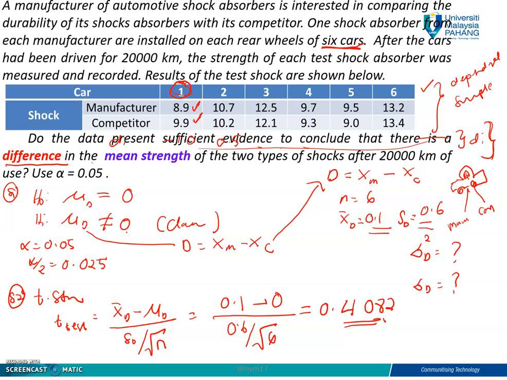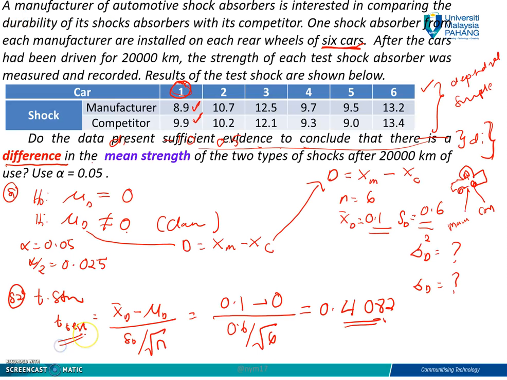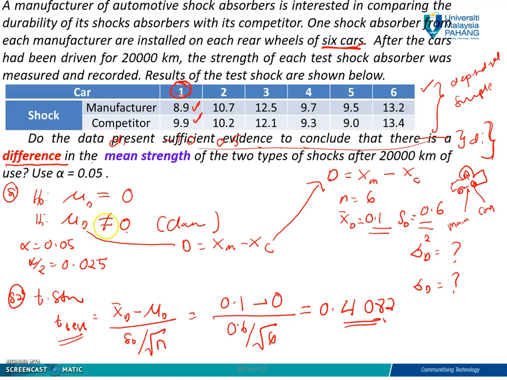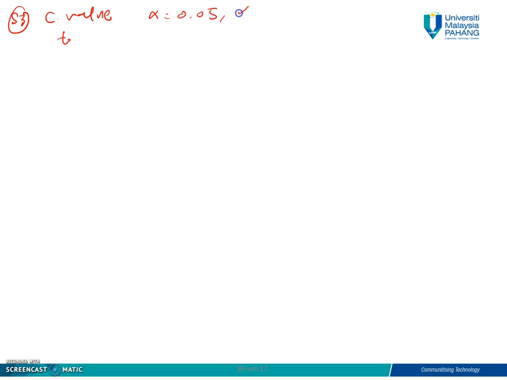Step number 3 is the critical value. In the previous step you used the t-test, so here in the critical value you use the t-table. What is your alpha? Alpha is 0.05, but your hypothesis is two-tail, so alpha should be divided by 2, giving 0.025.